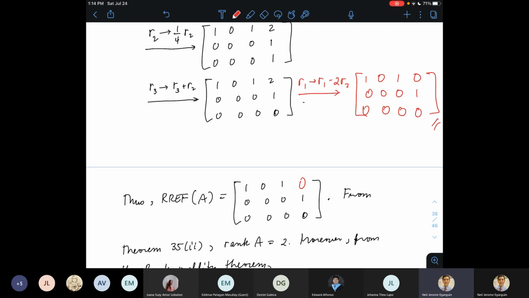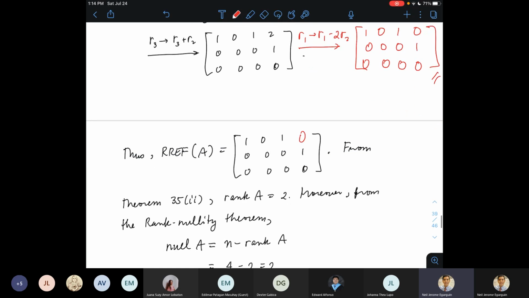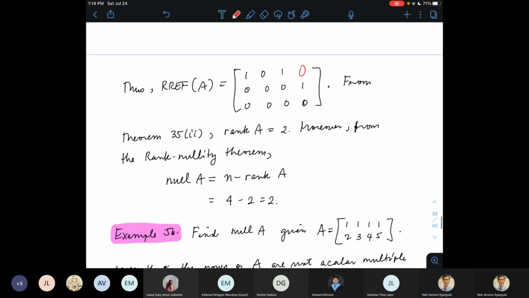Okay, so I think this is the right RREF. Kindly correct your notes again. So by theorem 35.2, we know that the rank of the matrix A is the number of non-zero rows. We only have one zero row in the RREF, so that means that the rank of A is equal to 2. Okay? And to find the nullity, I can just appeal to the Rank-Nullity Theorem.